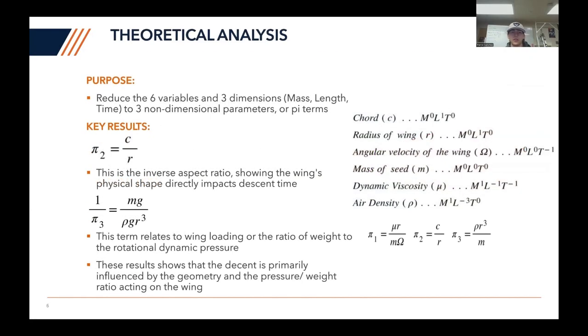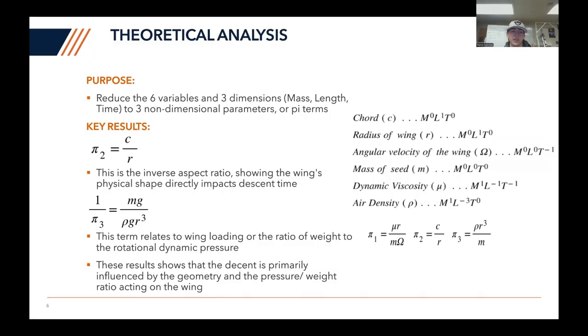For our theoretical analysis, our purpose is to reduce these 6 variables and the 3 dimensions of mass, length, and time to 3 non-dimensional parameters, or pi terms. When we did this Buckingham pi analysis, we got some key results. One is that pi 2 is equal to c over r, the inverse aspect ratio, and that shows that the wing's physical shape directly impacts its descent time.